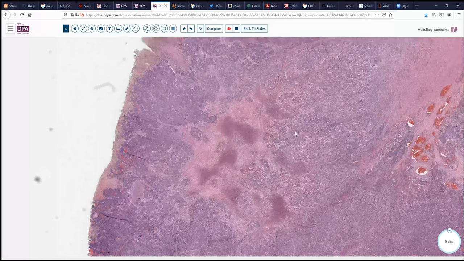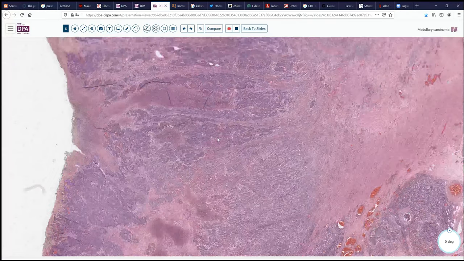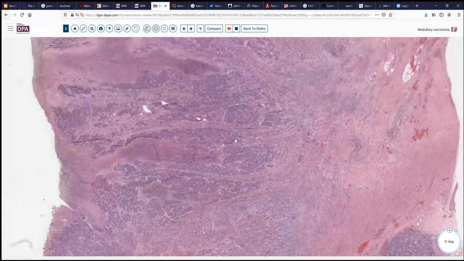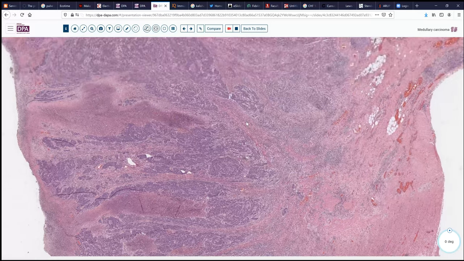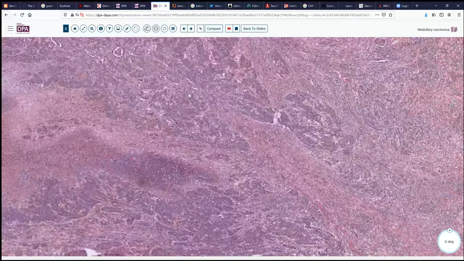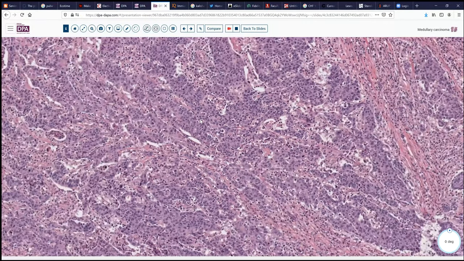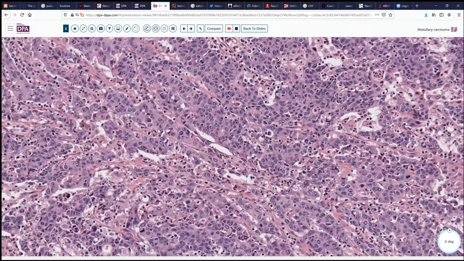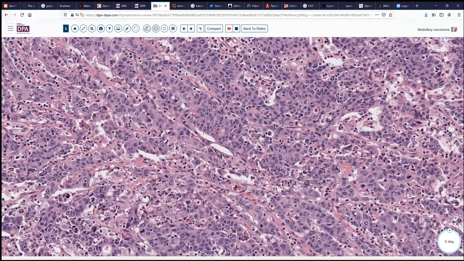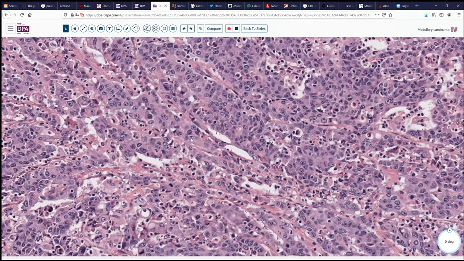And as we scan around at low power, we see there's a little bit of epithelial type architecture, but we certainly don't see much in the way of glands. We don't see mucin production per se, and we do seem to have a lot of inflammatory reaction here. So looking at a little higher magnification, we can see that these cells are clustered and cohesive. They have sort of amphophilic cytoplasm and fairly large nuclei, prominent nucleoli in many of these cells.